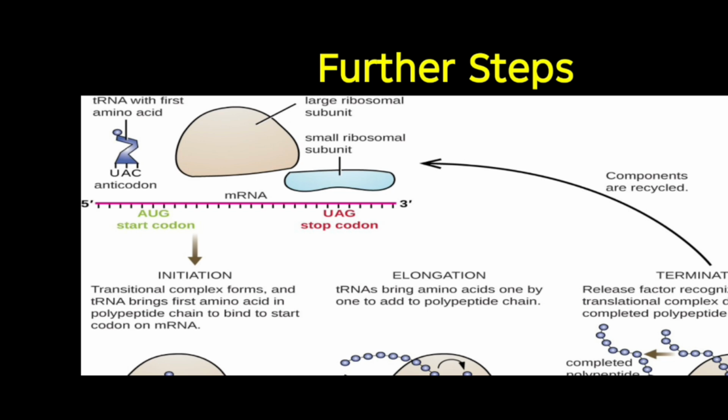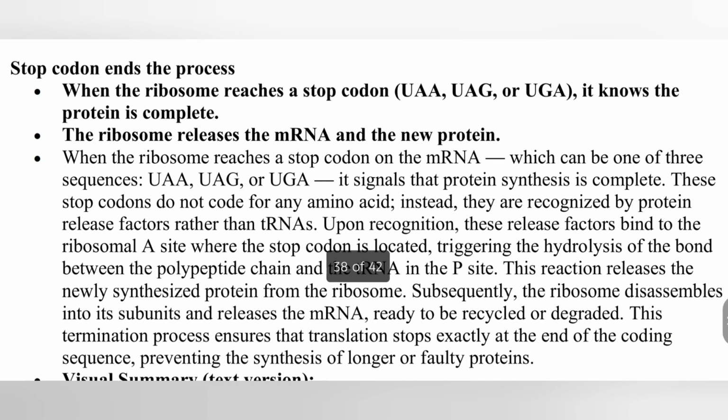Then the second step, that is elongation. In the elongation step, transfer RNAs bring amino acids one by one to add to the polypeptide chain. Two types of transfer RNA molecules come for the synthesis of proteins. One tRNA molecule binds with the start codon, and a second tRNA molecule brings the anticodons that will bind with the codons on the messenger RNA, and they will be read. After reading the codons, an amino acid is joined with the polypeptide chain, which results in protein synthesis. The next step is the stop codon.